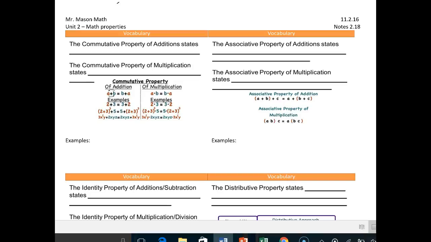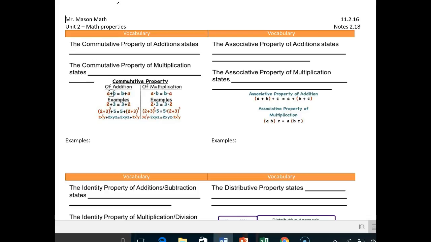So today we're going to go through notes 2.18. This is the final set of notes before our test tomorrow on Unit 2. So make sure that you finish these and other notes that you haven't finished that we'll be collecting in your binders. So we'll be talking about nothing but properties today, and we have all these properties for addition and multiplication that can help us simplify expressions.